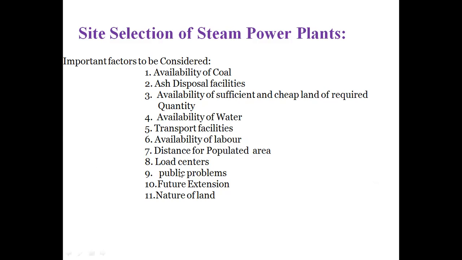And next one is the load center. The electricity which is generated in the steam power plants is connected to the load centers. So a proper load center should be located for supplying the power. A steam power plant should be located as near to the load center as possible in order to minimize the transmission lines and also the losses occurring in them.